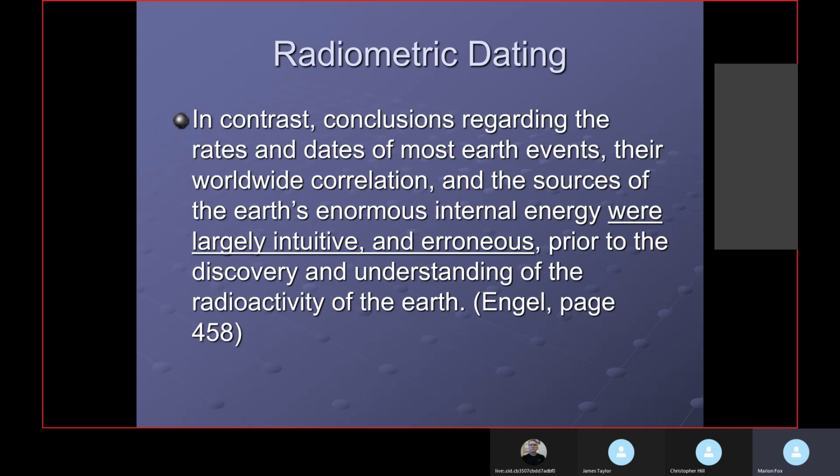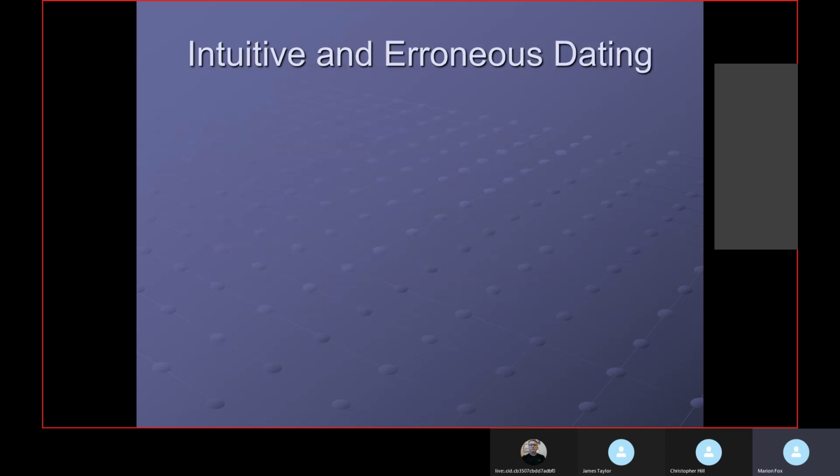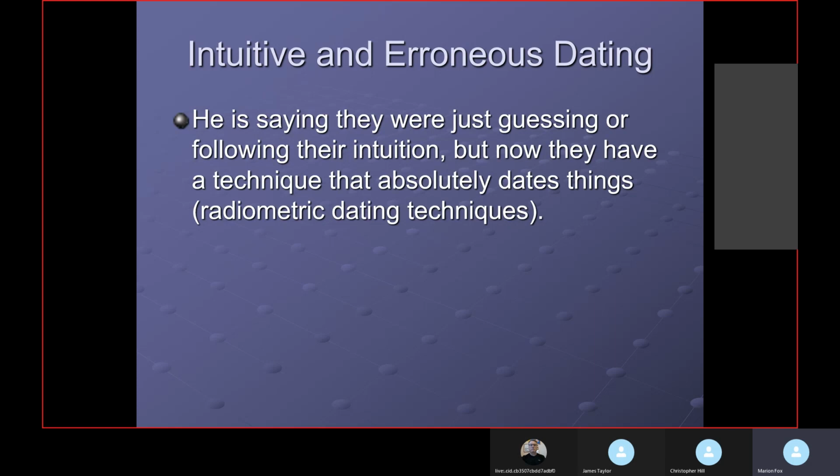Lord Kelvin argued against it for a while, but he finally gave up with the claim that radioactivity was generating the heat in the Earth, due to decay of isotopes. He's saying that they were just guessing or following their intuition, but now they have a technique that absolutely dates things, radiometric dating techniques. But that's a false assumption. It's not even scientific, because they have to assume what the initial value of the isotope was, how many there were. And they have to assume that they have the actual decay rate of the isotope itself.